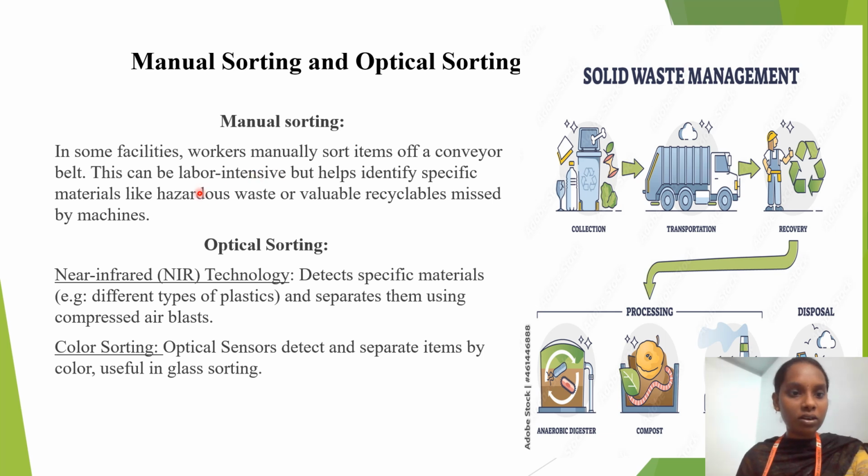Coming to manual sorting, in some facilities workers manually sort items on a conveyor belt. This can be labor intensive but helps identify specific materials like hazardous waste or valuable recyclables missed by machines. And optical sorting: what is meant by optical sorting? Near infrared (NIR) technology detects specific materials, for example different types of plastics, and separates them using compressed air blasts. And color sorting: optical sensors separate items by color, usually for glass sorting.